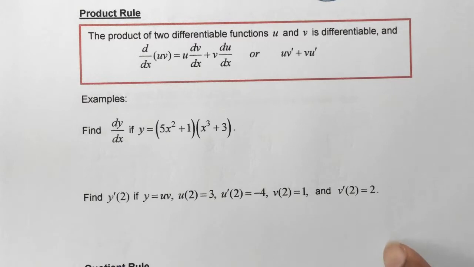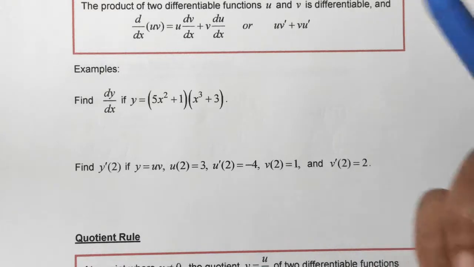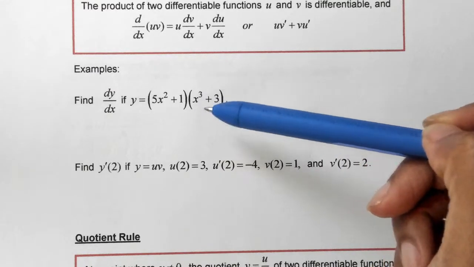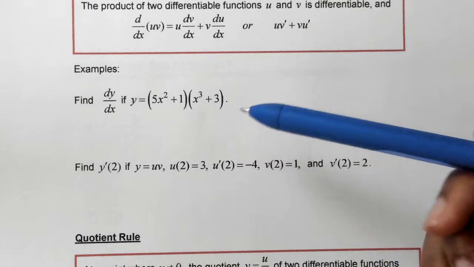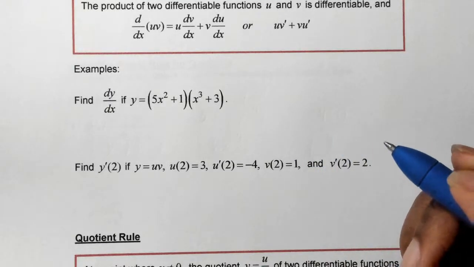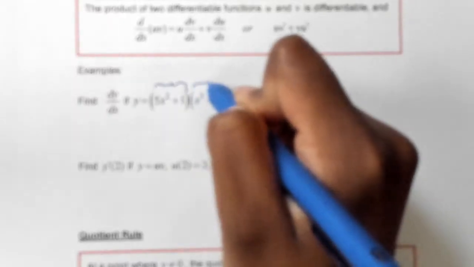So a few examples that we're going to do. We're going to do one example where we find the derivatives, and another example where we use some information about the functions and the derivatives to find a solution. So the first example, we want to find the derivative dy dx if y is equal to 5x squared plus 1 times x cubed plus 3. So first thing we want to do is identify which function is u, which function is v, and then use that to help us. So I'm just going to call the first function u and the second function v.